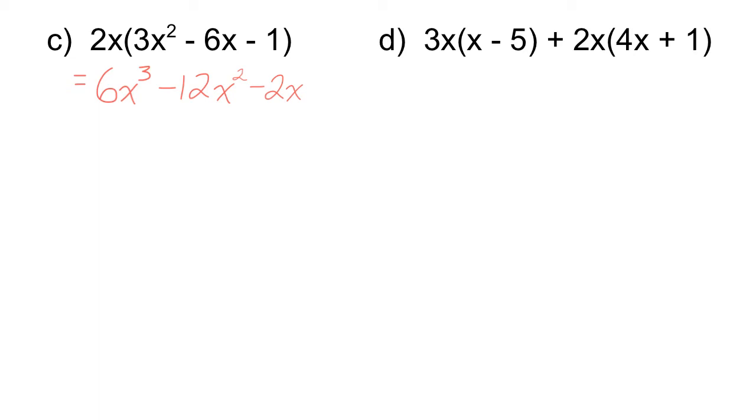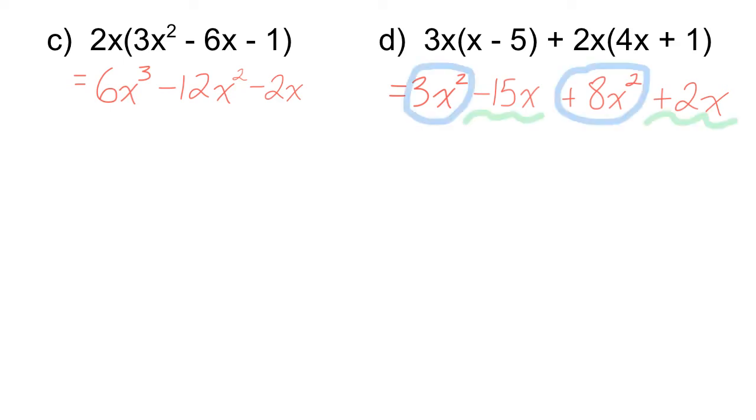For this next one, here we have 2 sets of brackets. So this x gets multiplied by 3x. This minus 5 gets multiplied by 3x. Over here, the 4x gets multiplied by the 2x. And the plus 1 gets multiplied by the 2x. So we have to expand both sets of brackets first, and then we see that we have like terms. So now we can combine our like terms, and we end up with 11x squared minus 13x.